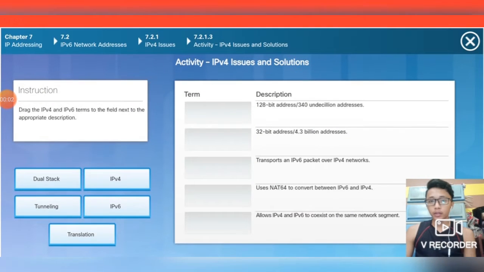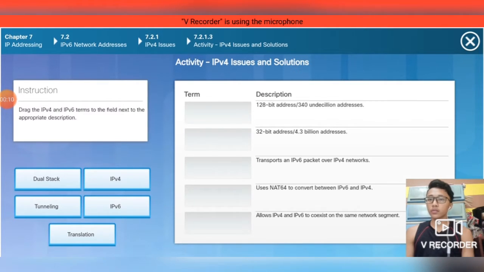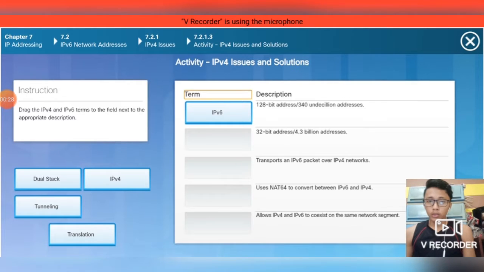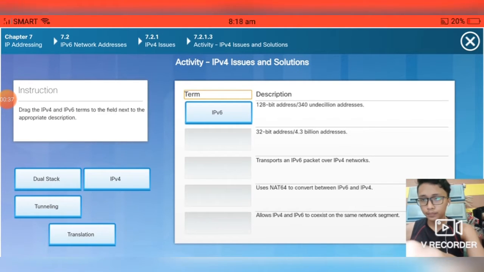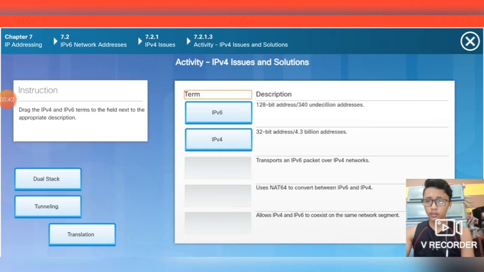So for our next activity, we have here the IPv4 issues and solutions. So instruction: drag the IPv4 and IPv6 terms to the field next to the appropriate description. So we have here the description, 128-bit address and 340 undecillion addresses. So Internet Protocol version 6 is the answer to this because IPv6 is the higher and more efficient address than IPv4, Internet Protocol version 4. So this is the IPv4, 32-bit addresses with 4.3 billion addresses.